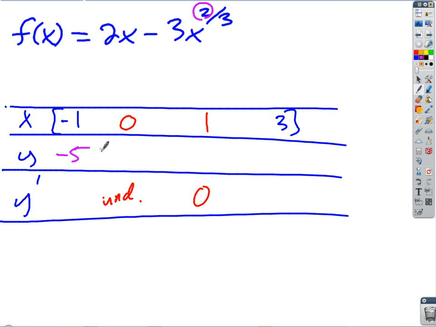Okay, what about at 0? Good. At 1? And at 3, oh yikes. 3 is going to give us something weird. 3 is going to give us, what, 6 minus 3 to the 2/3? Oh my gosh, really? The whole thing is? Okay, roughly 0.24-ish. Okay, so it doesn't matter. It's neither the biggest nor the smallest anyway, right?